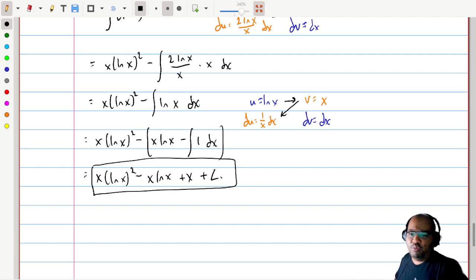Okay. This one, the way I would naturally do this is by setting x equals e to the y, and everything just collapses nicely.